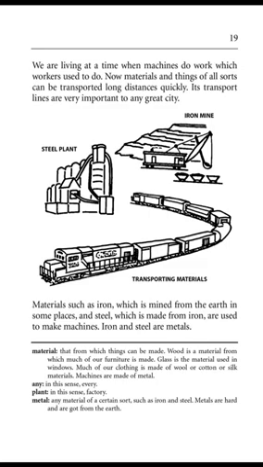Page 19. We are living at a time when machines do work which workers used to do. Now materials and things of all sorts can be transported long distances quickly. Its transport lines are very important to any great city. Materials such as iron, which is mined from the earth in some places, and steel, which is made from iron, are used to make machines. Iron and steel are metals.